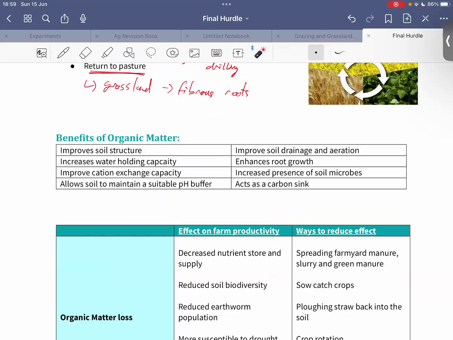Stubble cleaning is an example of indirect control. Benefits of your organic matter: improved soil structure, water holding capacity, increased cation exchange capacity, improves your pH buffer, soil drainage, better root growth, presence of microorganisms in your rhizosphere, acts as a carbon sink.